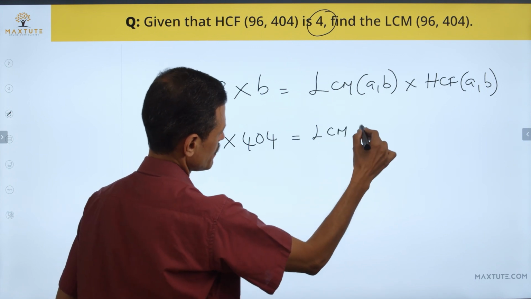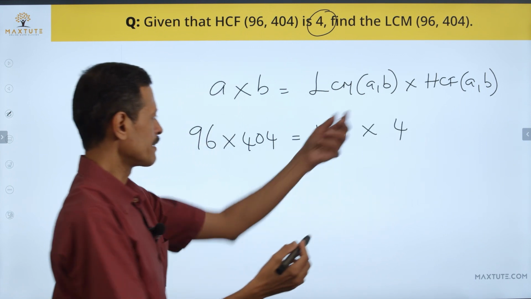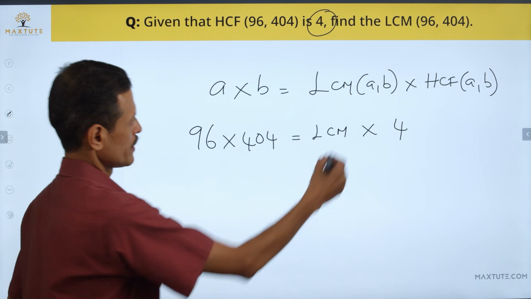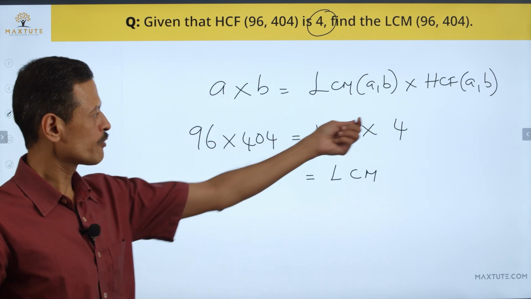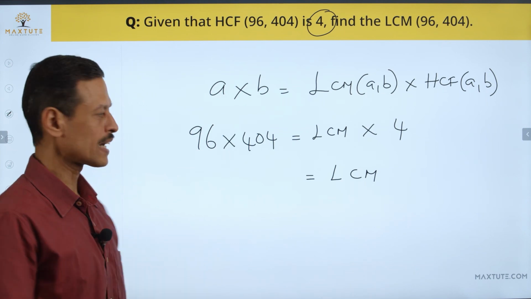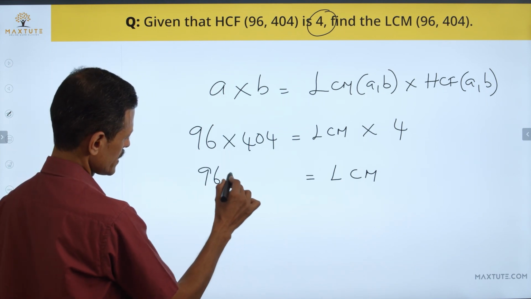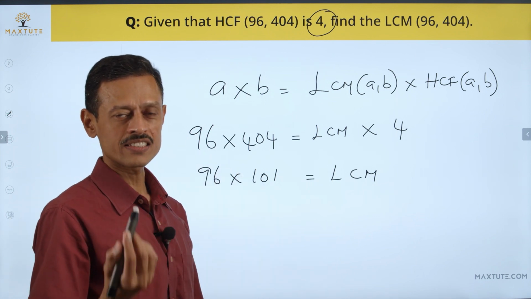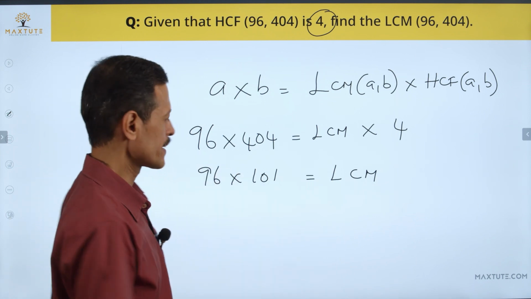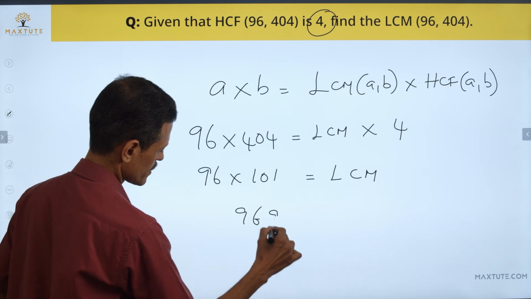I will just write it as LCM times 4. Can we divide both sides by 4? Certainly yes. So, we divide the right hand side by 4, I will be left with an LCM. The 404 will cancel with 4 to leave us with 101. So, this is 96 times 101. It's a very lovely easy calculation. 96 times 100 is 9600 plus a 96, which is equal to 9696.